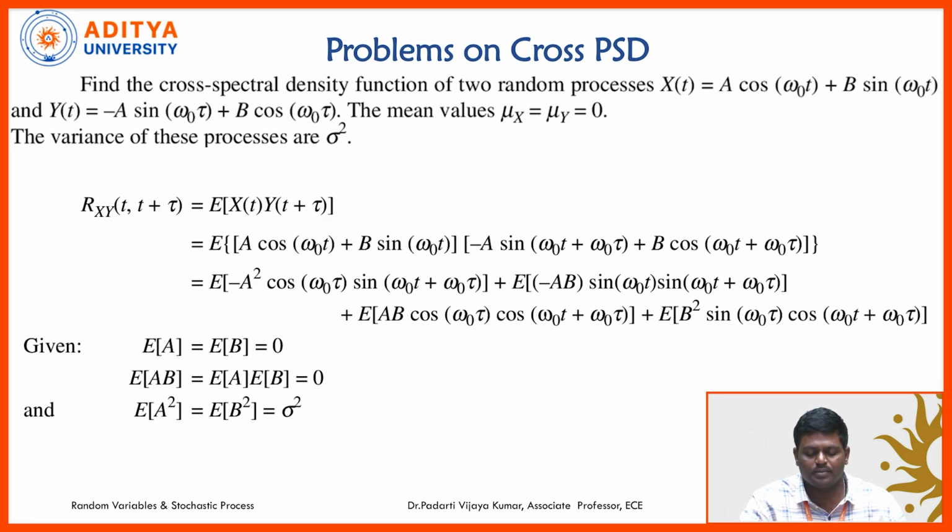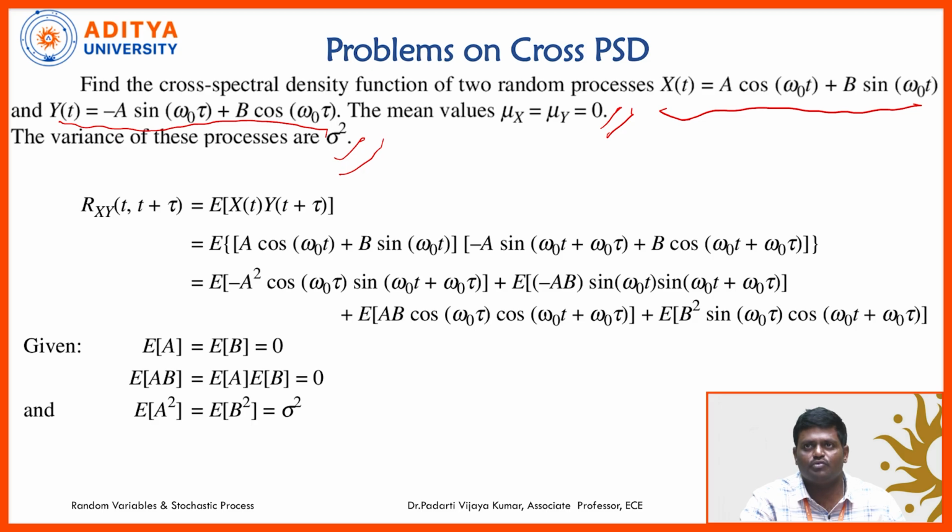We will apply the concepts and compute the cross power spectral density function for two random processes. One random process is given as x of t equal to A cos omega naught t plus B sin omega naught t, and y of t is given as minus A sin omega naught t plus B cos omega naught t, with the mean values of the random processes being 0 and the variance of the random processes being sigma square.